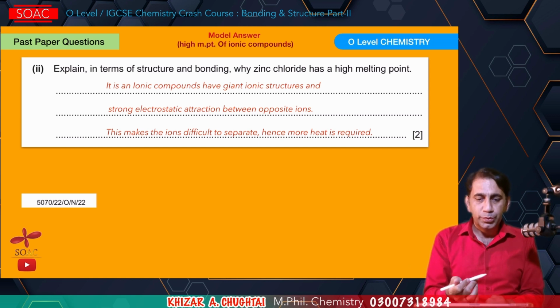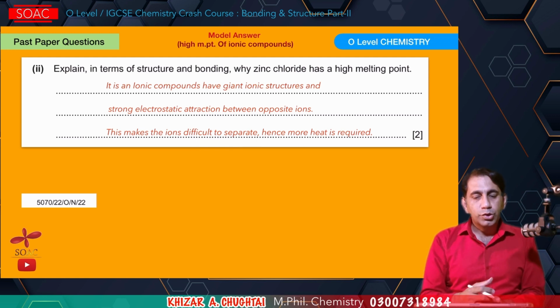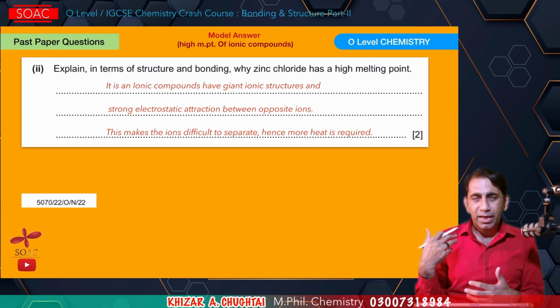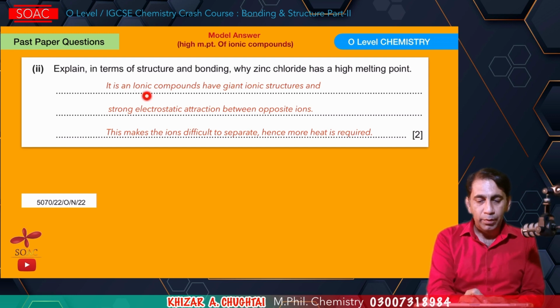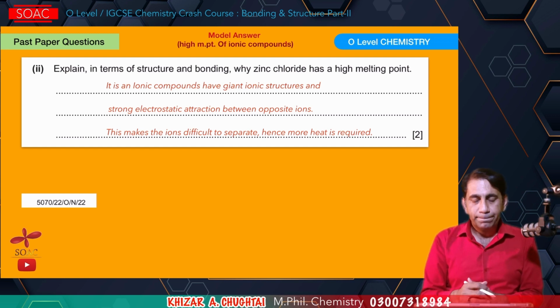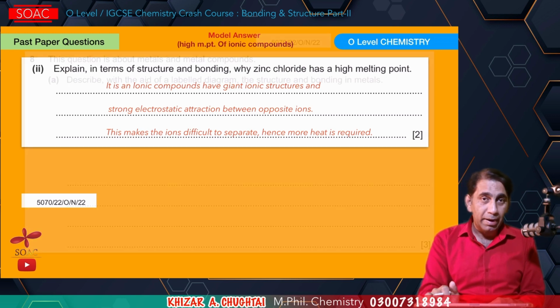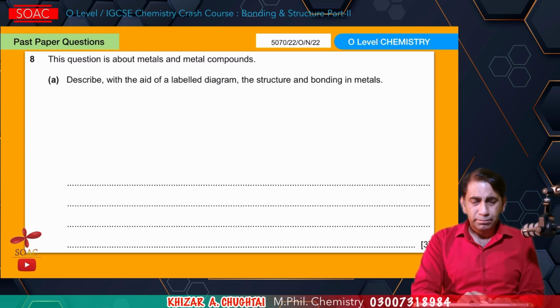However, for the last point, you will have to write the conclusive point. This makes ions difficult to separate, hence more heat is required. So that's why magnesium chloride, zinc chloride, all types of ionic compounds, have giant structures and strong ionic bonds, and these strong ionic bonds and giant structure make it more difficult to melt, so it has a high melting point. The next question.